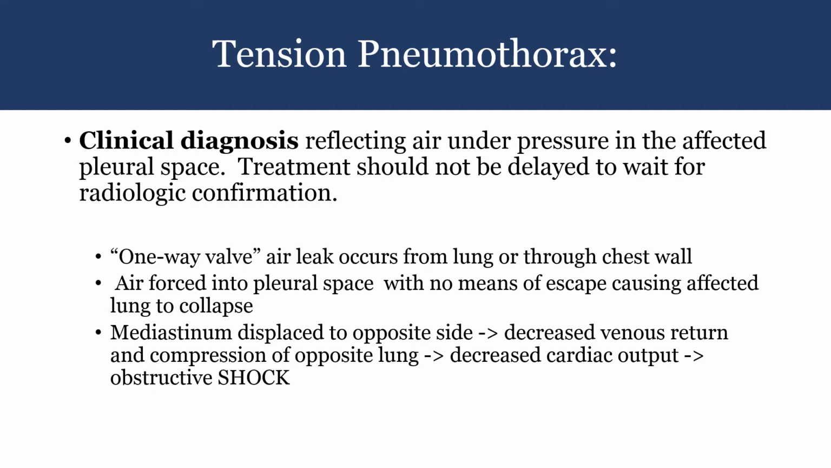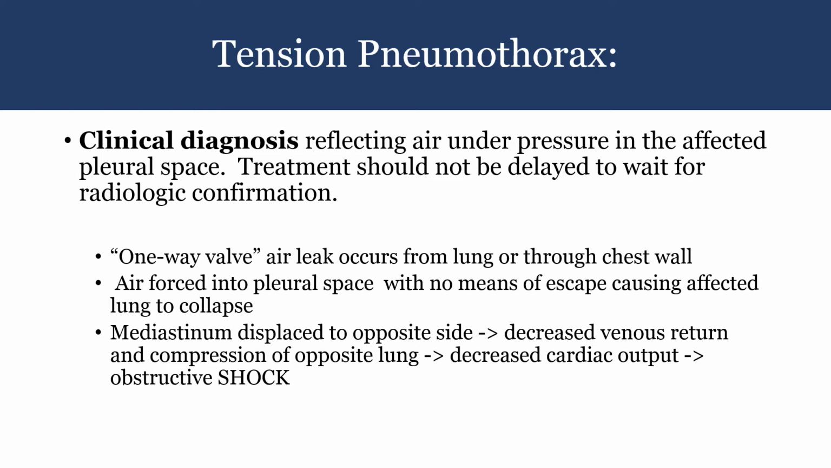So we have a one-way valve where air leaks from the lung or through the chest wall, so it is one-way, and then air is forced into this pleural space with no means of escaping. Once there is no escape, the lung on the affected side will be compressed and collapse. When this is not corrected, then progressively you have the mediastinum being displaced to the opposite side.